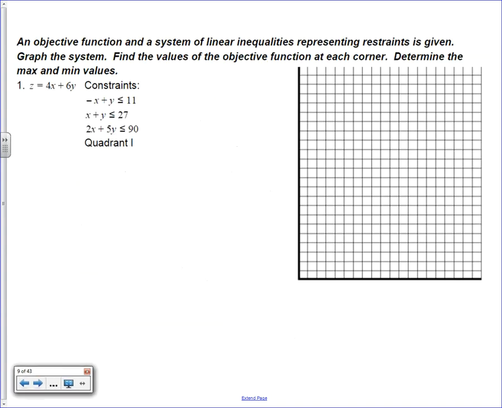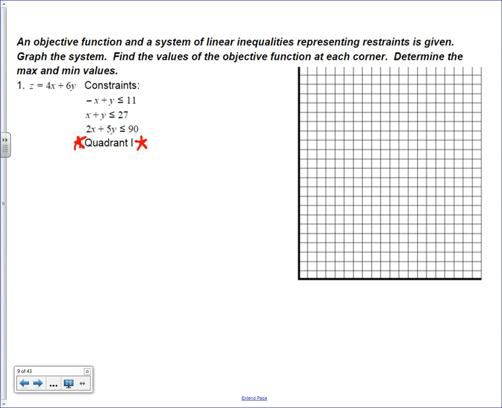Okay, notice your directions tell you that you're supposed to graph it. They also tell you to find the objective value or the objective function at each corner and determine the max and the min. So first and foremost, you will see here that we are limited to quadrant 1. Okay, and we talked about that on Tuesday. Quadrant 1 is the upper right-hand corner of the graph.